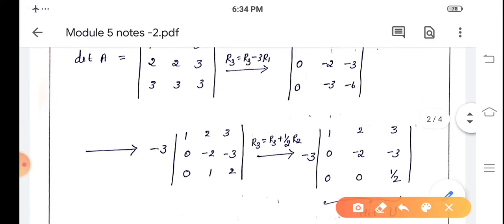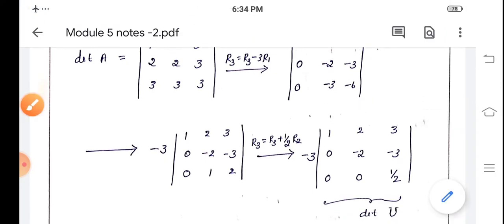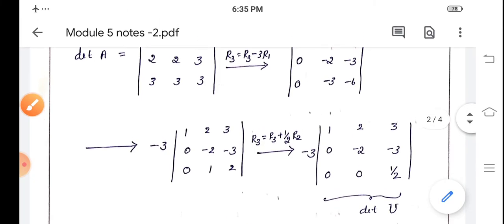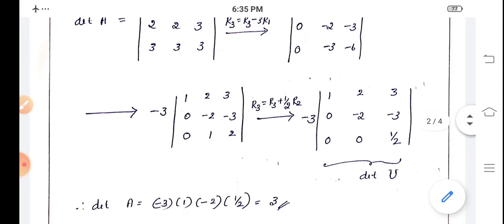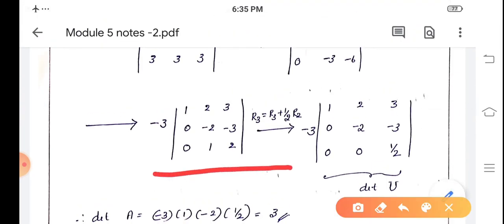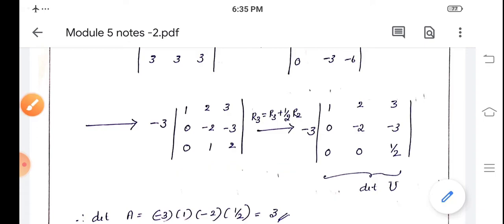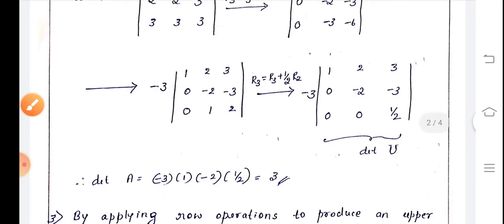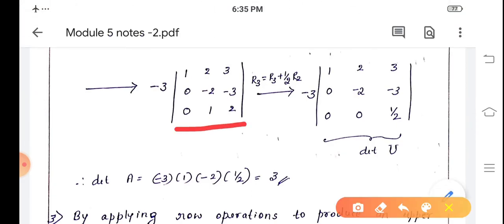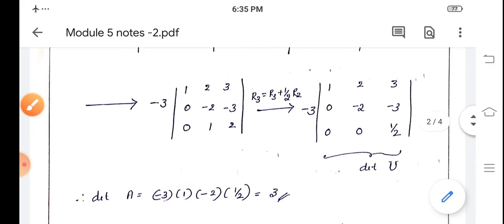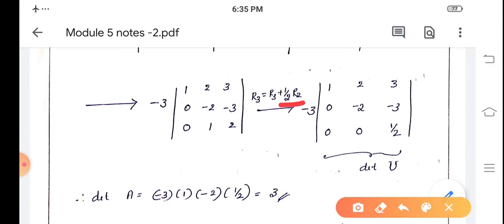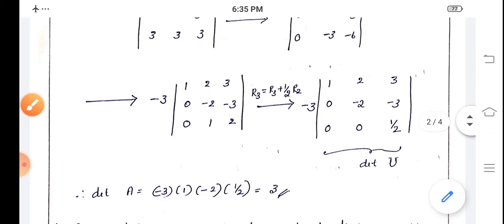But here in the last row, minus 3 is common. So we can take minus 3 outside. So when we take minus 3 outside, we are getting determinant as minus 3 into determinant of 1, 2, 3, 0, minus 2, minus 3, 0, 1, 2. Next, we write the row operation to reduce this to echelon form. We apply a row operation for the last row. So we are adding a scalar multiple of the second row to the third row to make this entry 0. That is R3 equals R3 plus 1 by 2 times R2. Now we are getting 0 here.